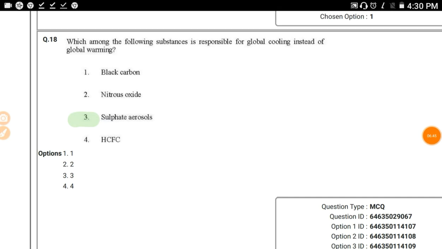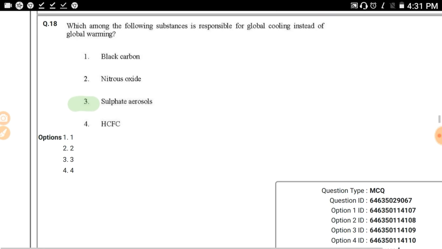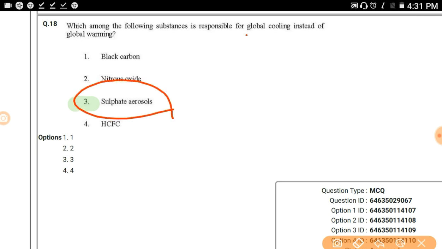Next question, which of the following substances is responsible for cooling instead of global warming? Actually, sulfate aerosols are responsible for global cooling. Sulfate aerosols are mixtures of solid or liquid particles that include sulfuric acid.